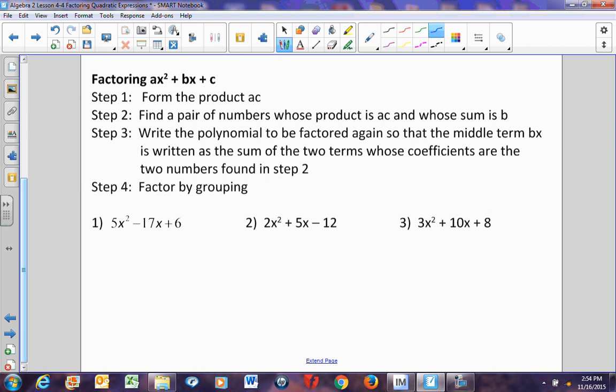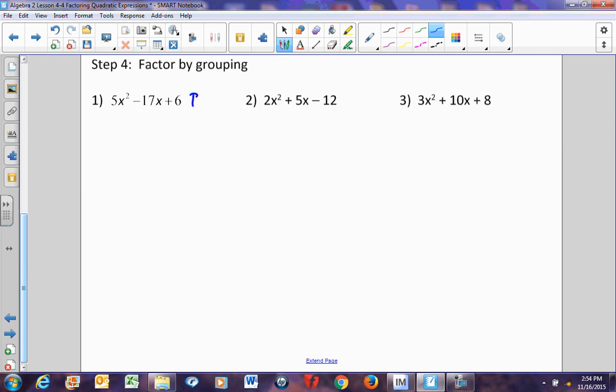So we're going to form a product of A and C, that's the first term and the last term. And we need to find a pair of numbers whose product is that, but whose sum is the middle term of B. So if I look at problem number 1 here, I need a product of 30 with a sum of negative 17. So I need two numbers that multiply together to give me 30. That would be A times C. And whose sum is my middle term of negative 17. Now I look at that and I go, oh, negative 15 and negative 2. Negative 15 and negative 2 add together to get negative 17 and multiply together to get positive 30.